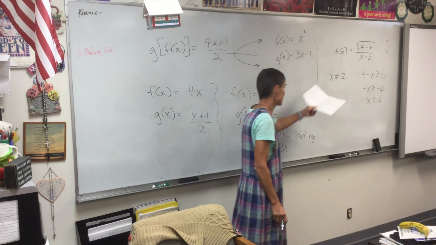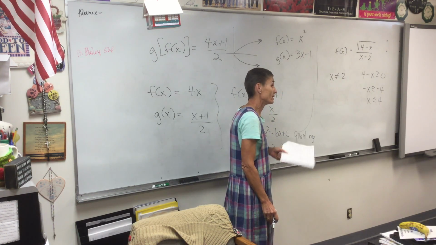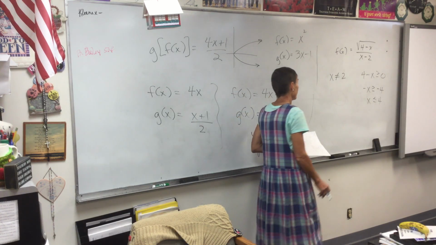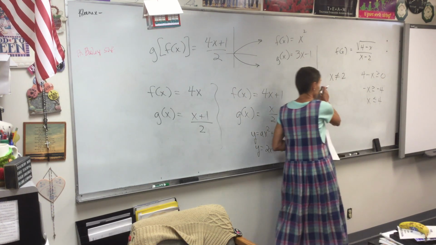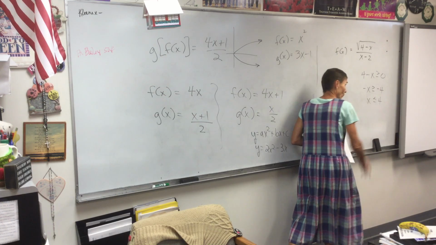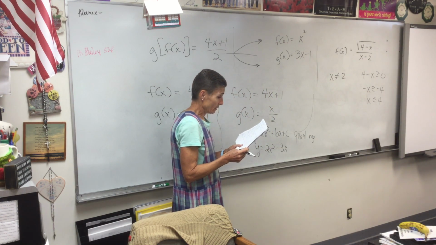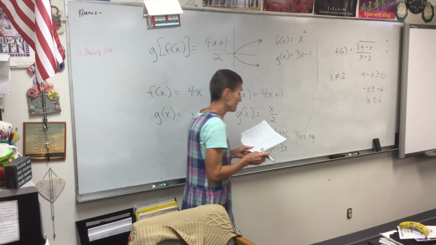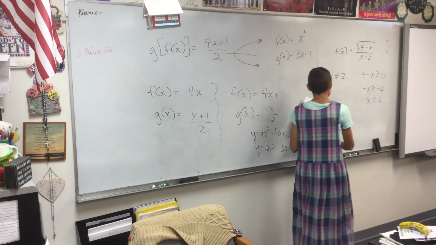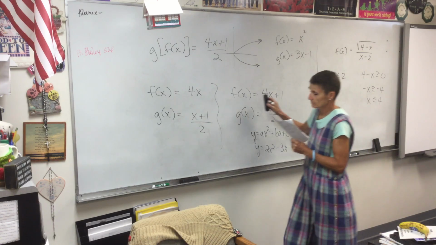So my domain is everything less than or equal to 4 except 2. So can we just put x is less than or equal to 4, x is not equal to 2? Yep, you can list both of those, that's fine, or you can do it in an interval. If you do it in an interval, be careful, it's going to take 2, because it's negative infinity to 2 and then 2 to 4.